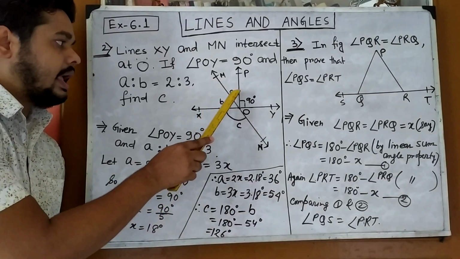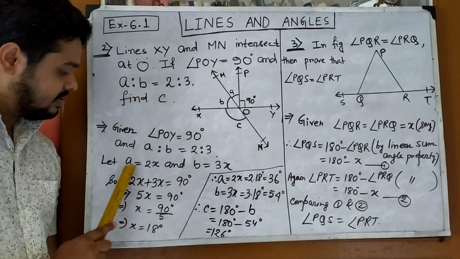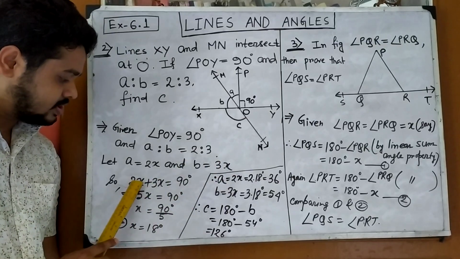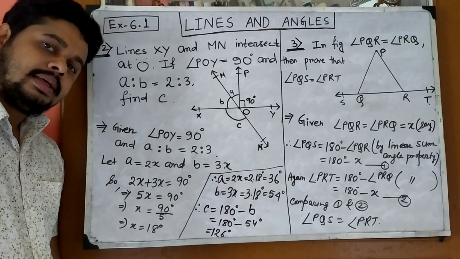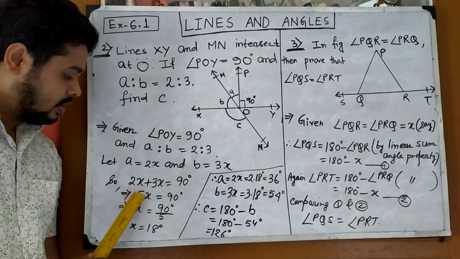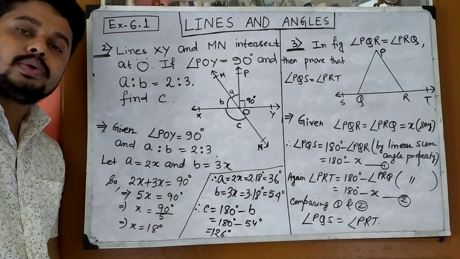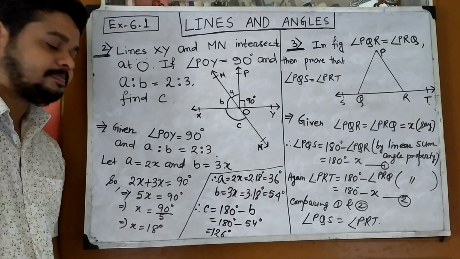Now sum of A plus B equals 90 degree. A means our 2x and B means 3x. So 2x plus 3x equal to 90 degree. After adding, 5x equal to 90 degree, so x equal to 90 by 5, that is x equal to 18 degree. Clear?